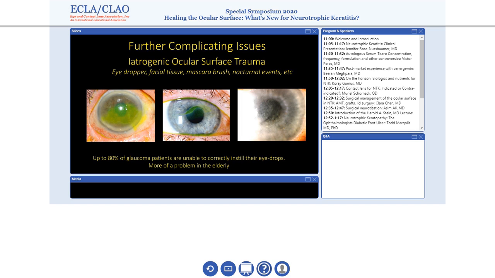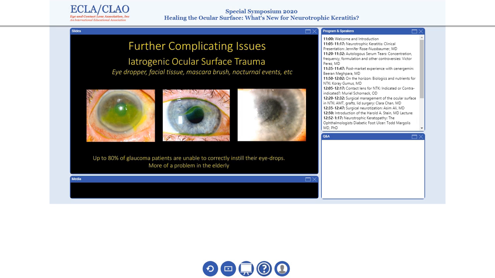They hit their eyes with their eyedropper. You heard that from two other speakers, but what you didn't hear is they then wipe their eye with facial tissue, with their eye open, trying to blot it. They hit their eye's surface, including the cornea, with mascara brushes when they're trying to put on their makeup around their lashes. And there are nocturnal events, if you don't protect the eye, where they touch the eye and irritate it. On the left was the patient that taught me this.